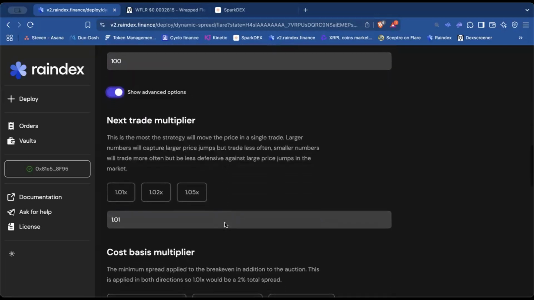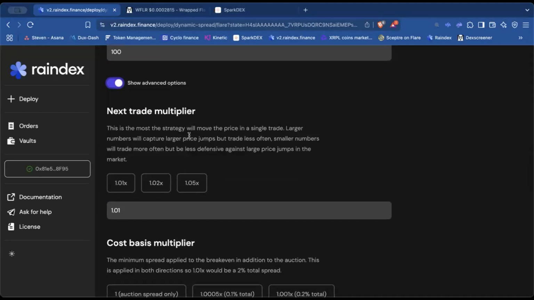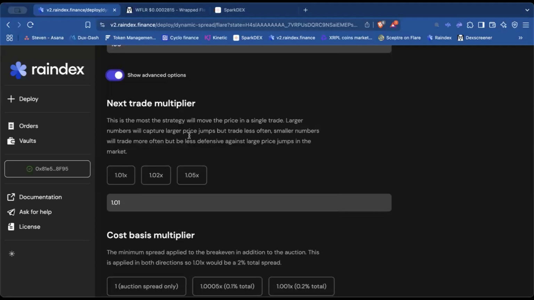All right. So here, how much the strategy will move in a single trade. The larger numbers will capture larger price jumps, but trade less often. And smaller numbers will trade more often, but are less defensive against large price jumps. So how I have it set up is, let me check. Okay. So the max next trade, I have it at 1.05. Oh, so you went for the highest.